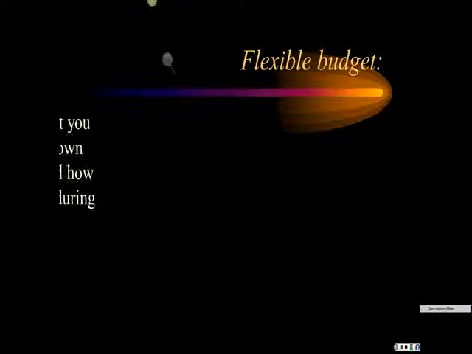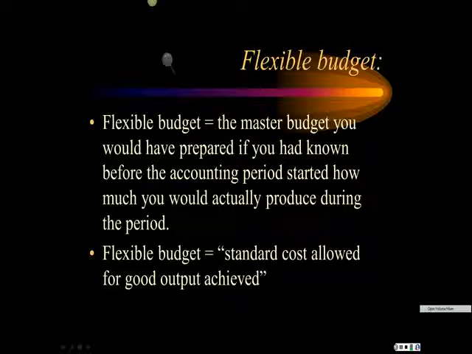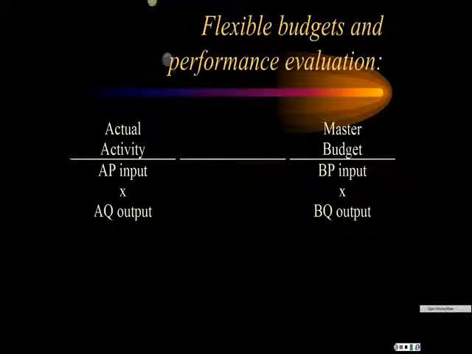If you have a flexible budget, it's the master budget you would have prepared if you'd known before the accounting period started how much you would actually produce during the period, whatever that means. Flexible budget equals standard cost allowed for good output achieved. Okay?